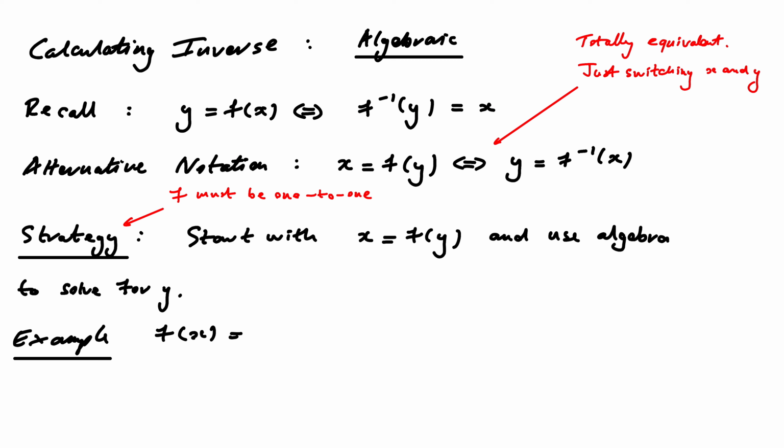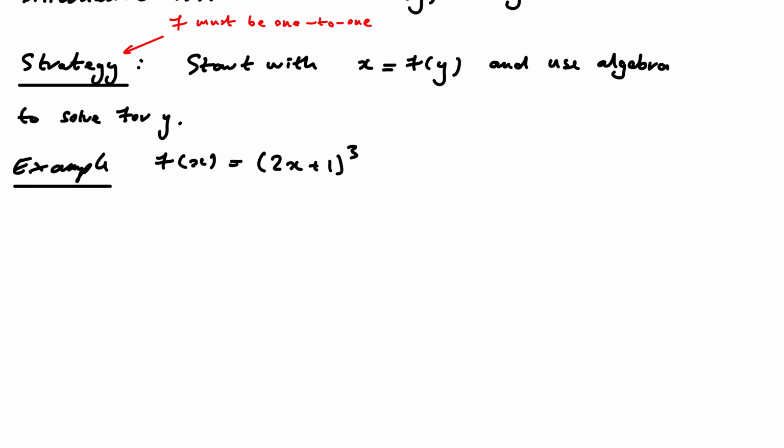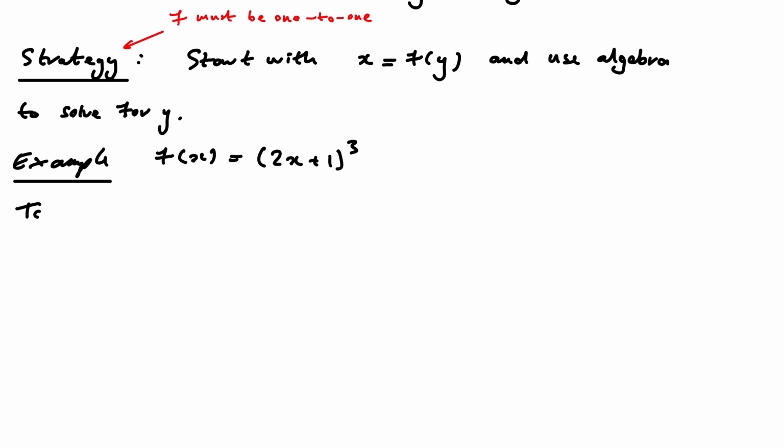So let's take f of x to be the function 2x plus 1 cubed. Okay, so here's the plan. To find f inverse, let's set x is equal to 2y plus 1 cubed. And then I'm going to solve for y. So at every stage, what I've got to do must be an if and only if statement. So it's got to be back and forth.